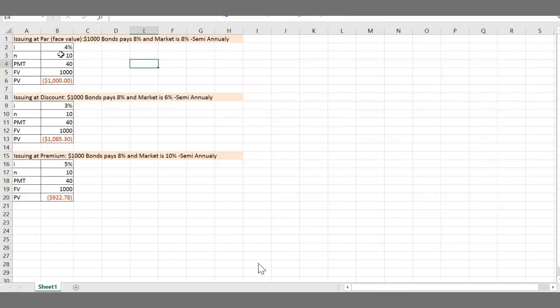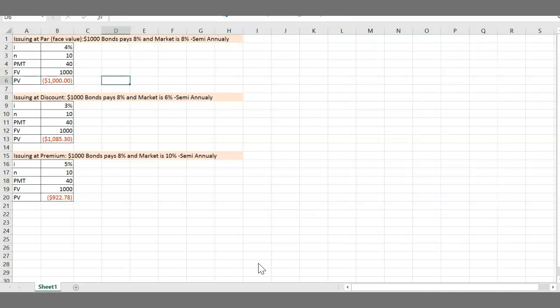N is 5 years, but 5 years times 2 is 10 periods. N is 10. Payment is $40 because the interest is $40, $1,000 times 4%. So $1,000 times 4%, that's $40 payments every 6 months. The maturity date, the future value of the bond at the end of 5 years, is $1,000. That's the future, and that's how you calculate the present value, which let me just do one more time in here, for example.